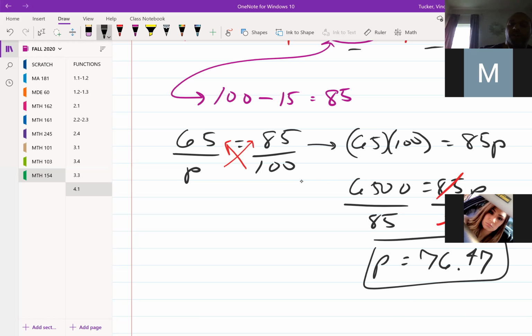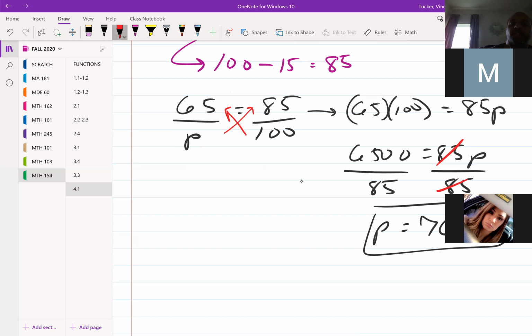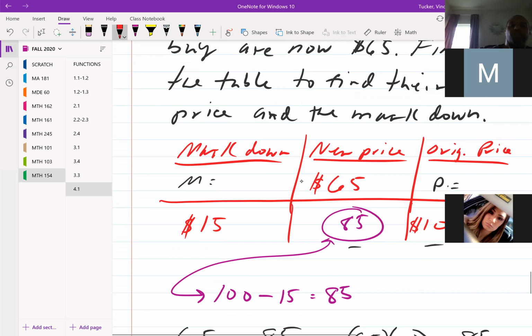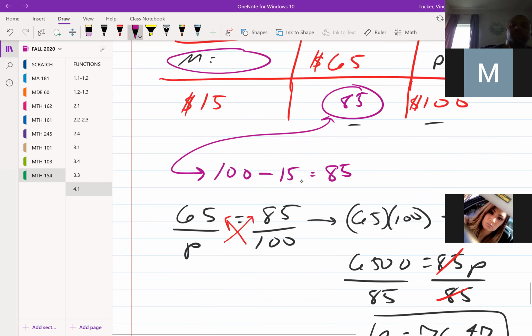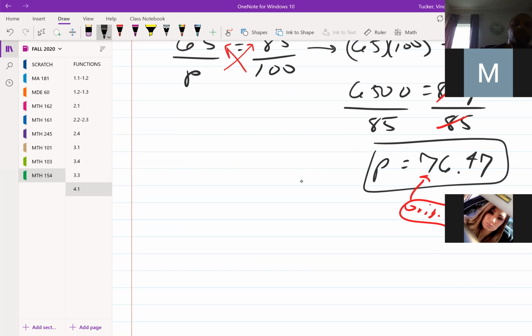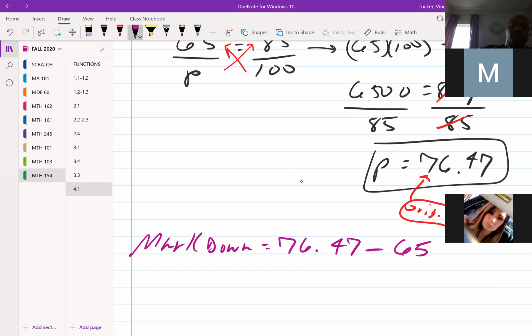Now, if I want to know the markdown, that's the original price. So don't forget what that number represents: original price. So now if you go back, we're looking for the markdown. If I want to know the markdown, I would take my original price, 76.47, and subtract the $65. So you end up minusing 11.47.